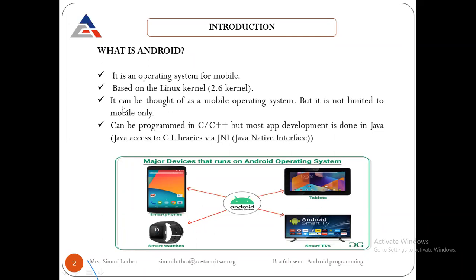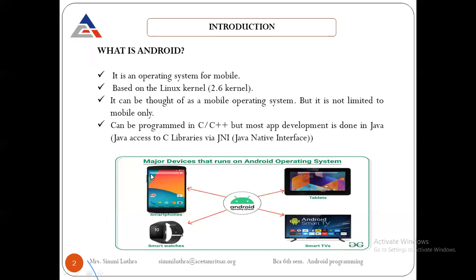Next, it can be thought of as a mobile operating system, but it is not limited to mobiles only. Nowadays, it is used in various other devices also, like tablets and televisions. Next, Android can be programmed in C or C++, but most app development is done in the Java programming language. Mostly Android application code is written in Java, but Android can be programmed in C or C++.